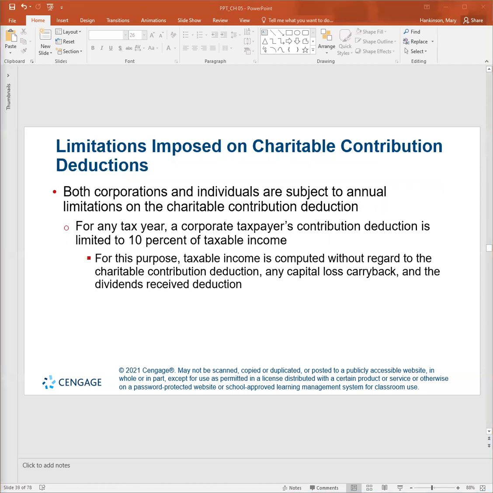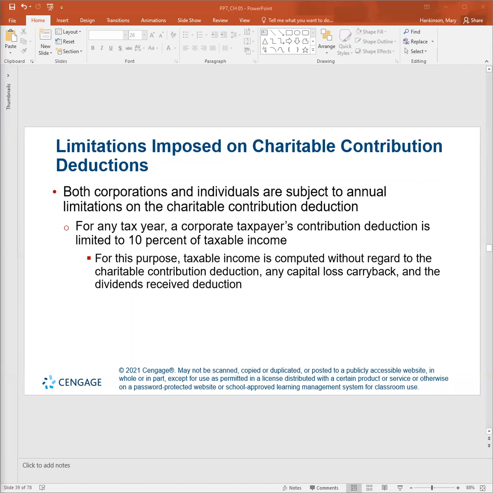All right, so limitations imposed on charitable contribution deductions. Both corporations and individuals are subject to annual limitations on the charitable contribution deduction. The limitations for individual taxpayers are covered in a later chapter. But for any tax year, a corporate taxpayer's contribution deduction is limited to 10% of the taxable income.